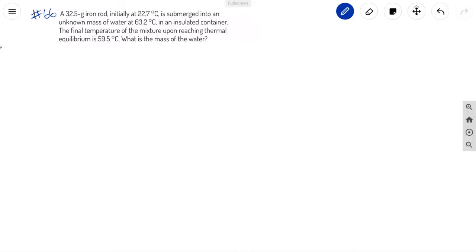All right, for this problem, it's another thermochemistry problem. I'm going to go ahead and underline all the given information. So we are given 5 variables. I only underlined 4, but the final temperature of the mixture upon reaching thermal equilibrium counts as 2 variables, and I'll show you why. But to start, I will write down the equation that we are going to be using.